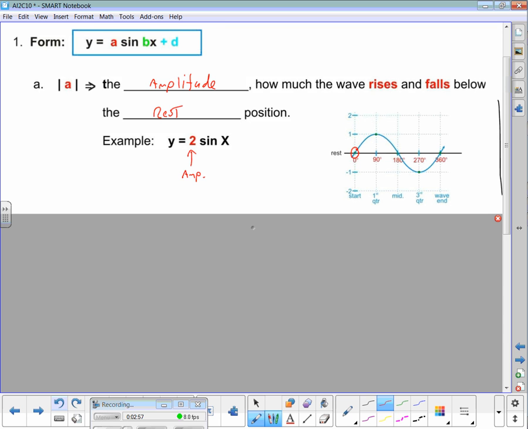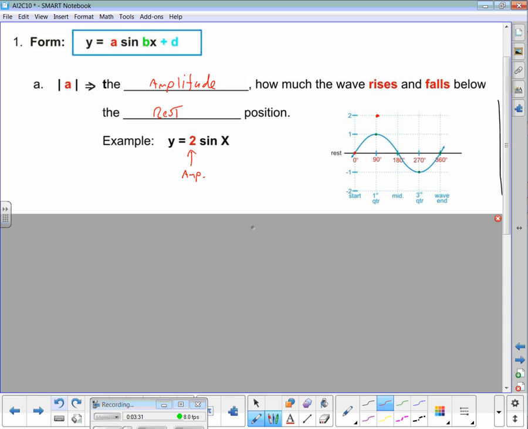We already learned the key points: the 0 point, the max point, halfway back to 0, 3/4 to a min, and end up back at 0. So if we just apply the amplitude to those 5 spots, we're in great shape. 2 times 0 is 0, and that first point, you can do this in red on your notes, is a 0. Well, our second point is normally 1. 2 times 1 is 2, though, and we're up to a 2 here.